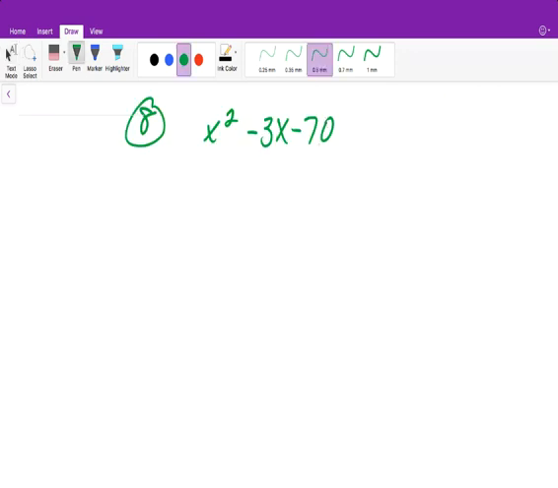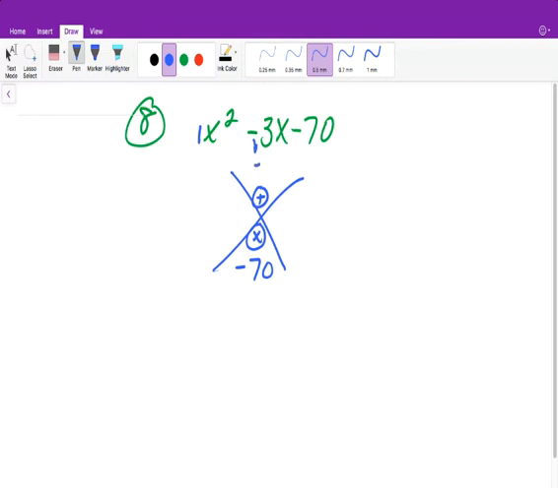All right, since this is a negative number, we cannot use our perfect trinomial square, so we're just going to go ahead and get started with the x method. We multiply the 1 and the negative 70, that gives me negative 70. The negative 3 just drops, so it's minus 3. Since this is negative, we know that our two signs have to be positive and negative.